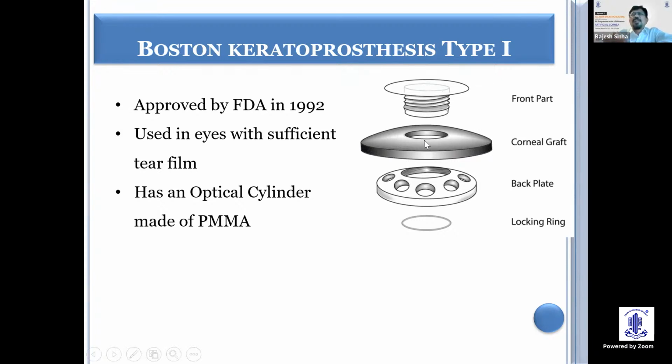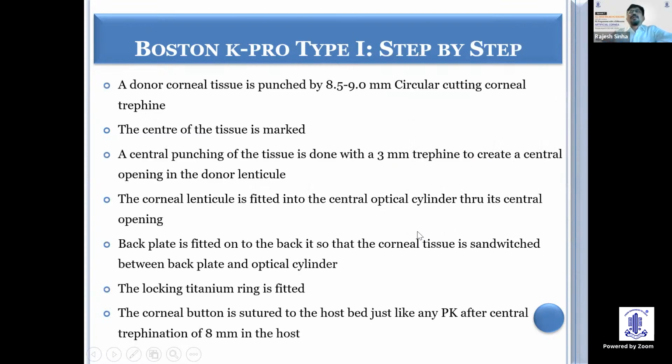This is the corneal graft wherein you make a central opening. Then you fit it in. Then this is the back plate, which is again fitted into it. And this is the locking ring. I'll just show everything. So in a Boston keratoprosthesis type 1, a donor corneal tissue is punched 8.5 or 9 millimeter by a circular cutting trephine.